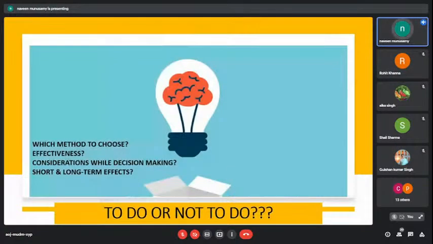Now the question comes: when you have so many methods which are prevalent in the market, and the literature is flooded with methods claiming that they can increase the rate of tooth movement, which method to choose? Which is the best method? What is its effectiveness? What are the various considerations while deciding which method is the best, and what may be the short or long-term effects of all these methods? So today we will be discussing all these things.